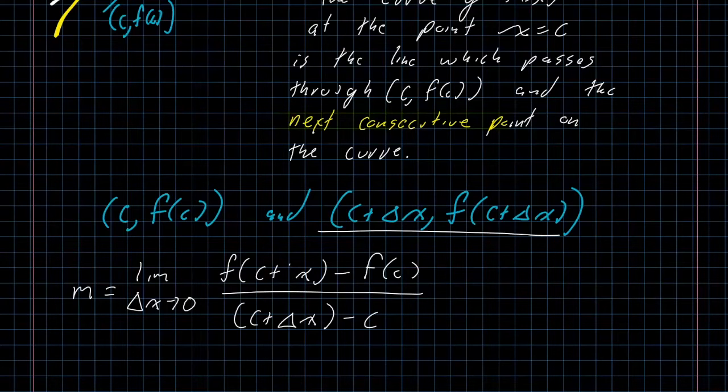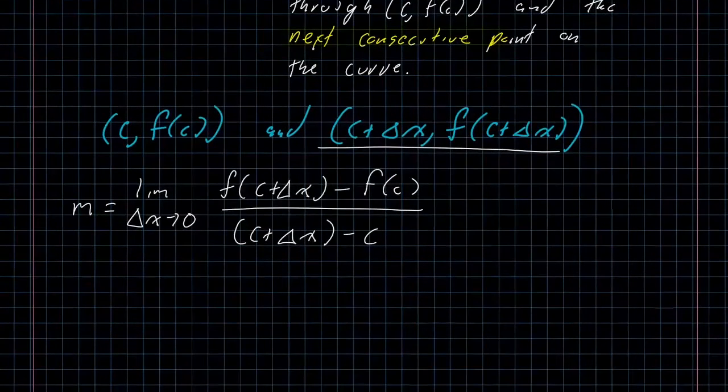Let's make that delta actually look like a delta. Notice in the denominator that the plus c and the minus c will cancel each other out.